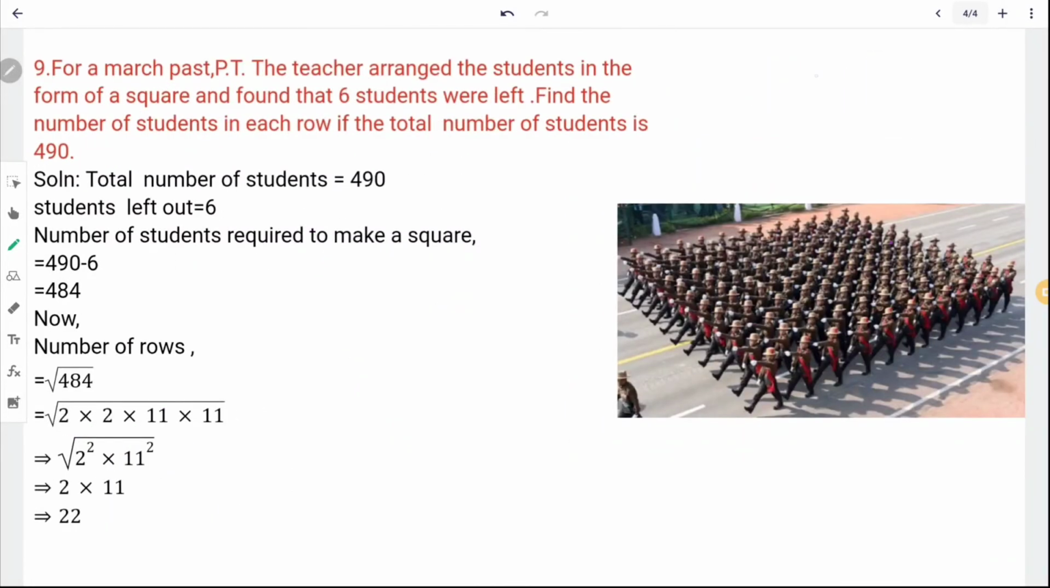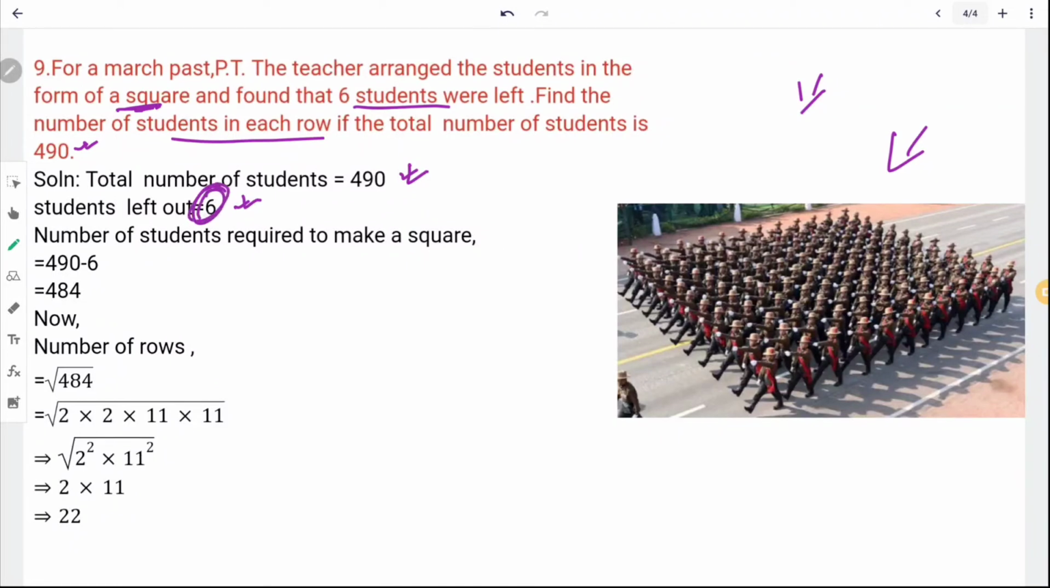Alright, question number 9, once again this is just for reference. For a march past, we have already seen march pasts. The PT pass: the teacher arranges the students in the form of a square and found that 6 students were left out. Find the number of students in each row if the total number of students is 490. So remember, the total number of students was 490. But the question already told us that some students were left out because these are extras.